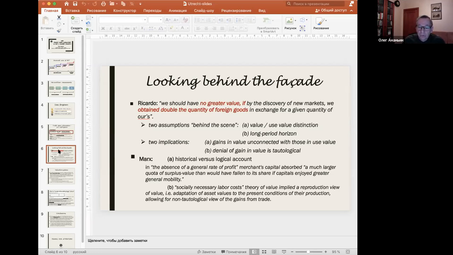and to count it according to the production conditions of these imported commodities, not exported commodities. And then, of course, we can get to this non-tautological view of the gains of trade.